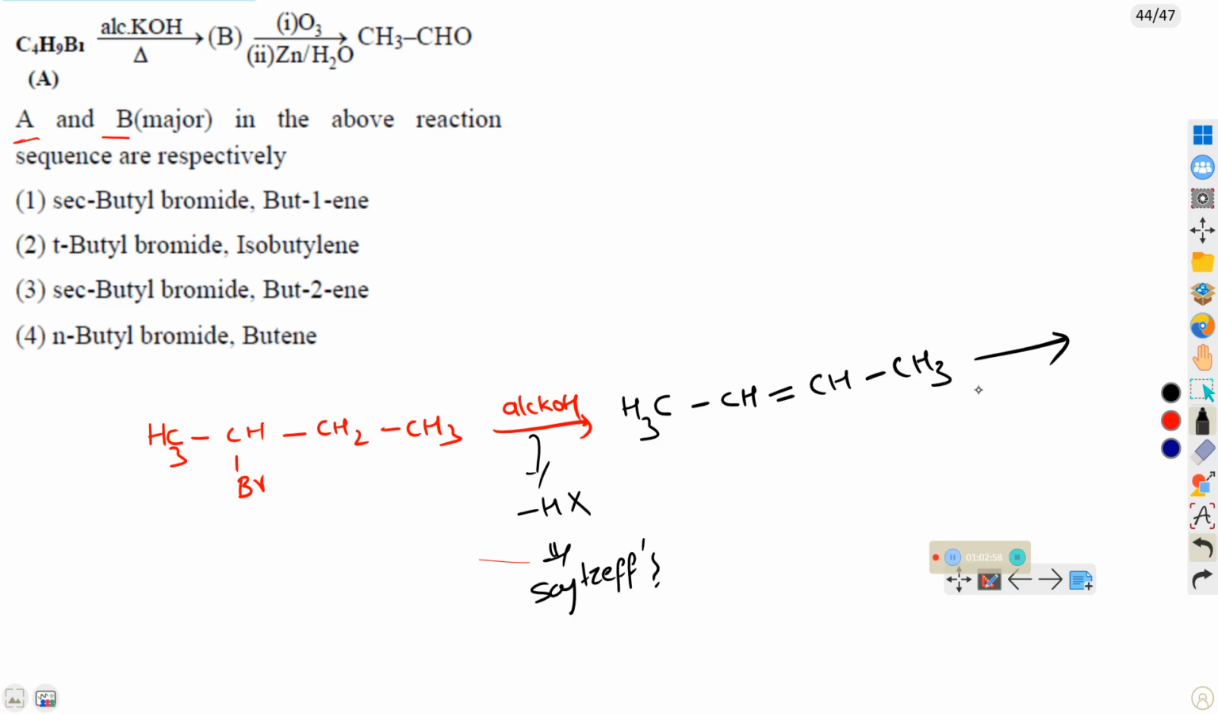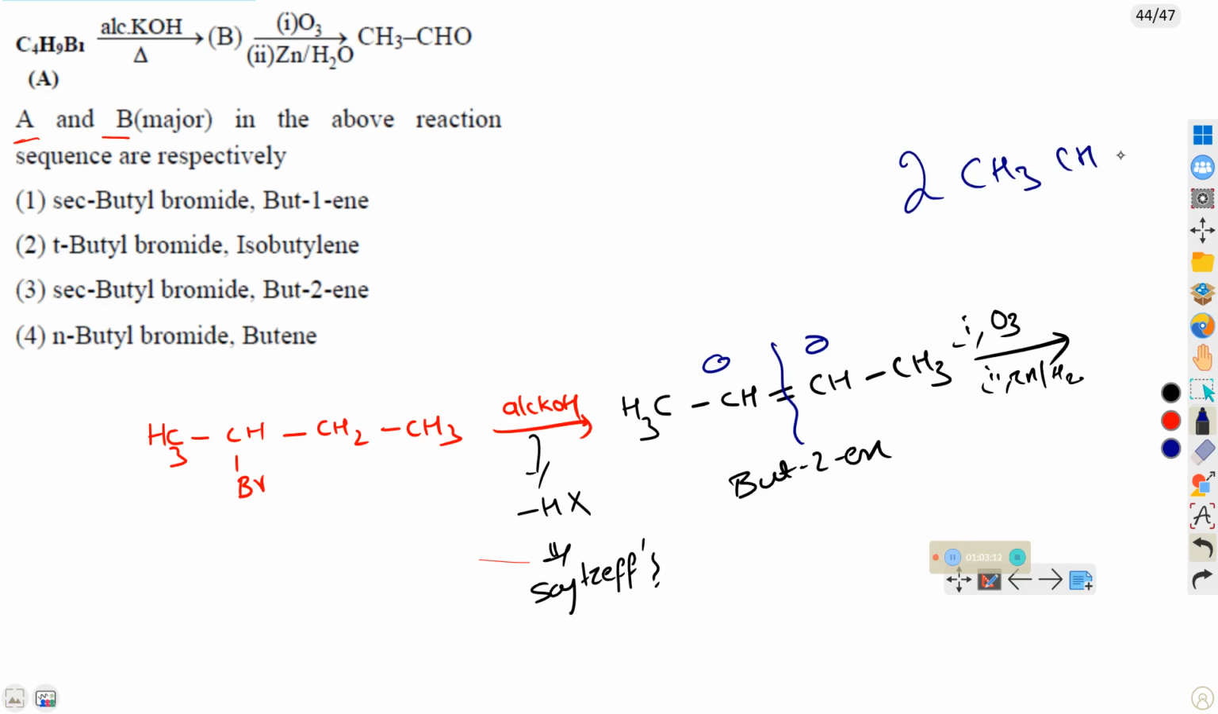Now this is butene. It undergoes reductive ozonolysis. Break the double bond, left side oxygen, right side oxygen, then it gives 2 moles of CH3CHO. Yes, correct. So based on that, third option.